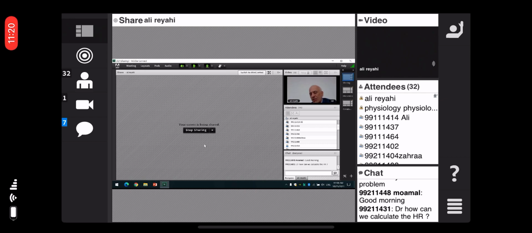You can calculate heart rate from the ECG by using the time between two RR intervals. If the time between two R waves in ECG is 1 second, it means that each 1 second we have 1 beat. So in 1 minute we have 60 beats.